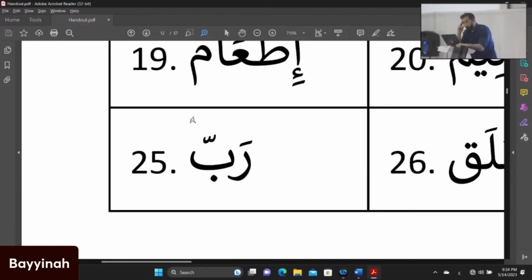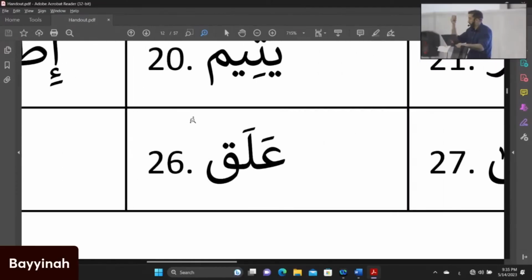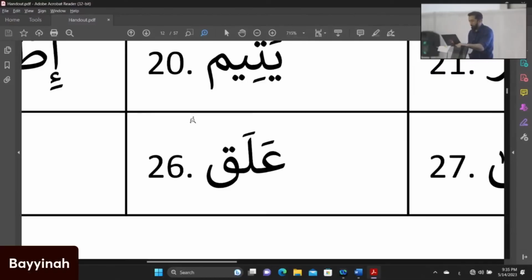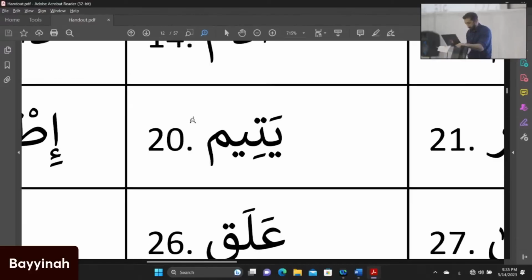Rabb. I'm not going to help you. You help me. What is it? Fully flexible. Why is it fully flexible? Arab word, an Arabic word. Okay, what's the rafa', nasb, and jar of it then? Rabbun, Rabban, excellent, Rabbin. Alaq, clot. Alaq, Arabic word. Fully flexible. Help me out here. Rafa', nasb and jar. Alaqun, alaqan, alaqin. Yatim means an orphan. Fully flexible. Give it to me, come on. Yatimun, yatiman, yatimin. Good job.